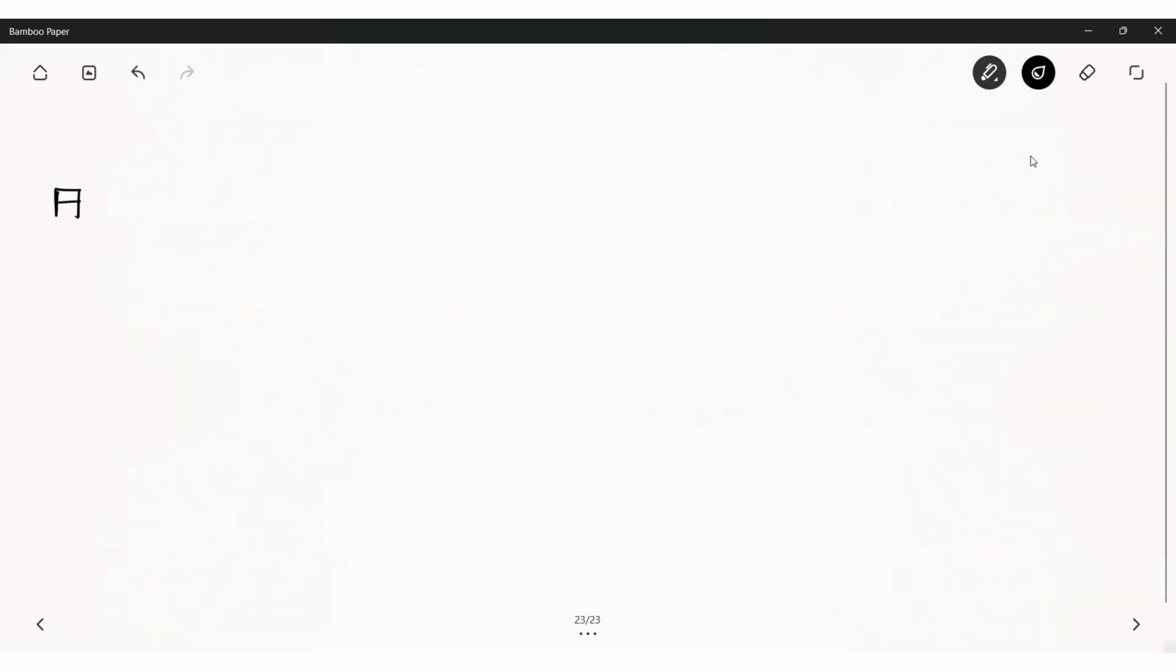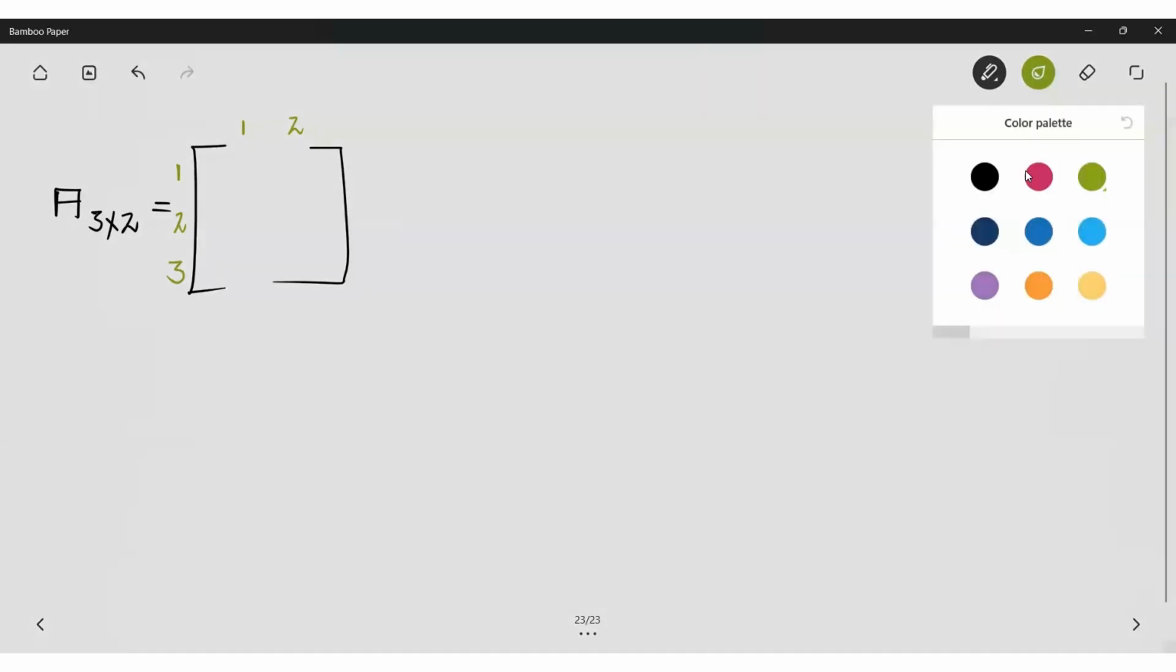The matrix which I'm going to start with has 3 rows and 2 columns. This is the characteristic of the matrix. As an example, what does it mean? It means that for the rows, I have row number 1, row number 2, row number 3. Columns, I have column number 1, column number 2. That forms a matrix which is 3 by 2.